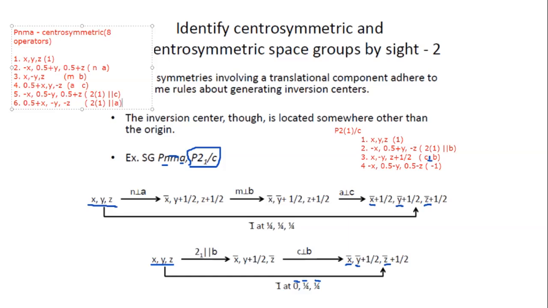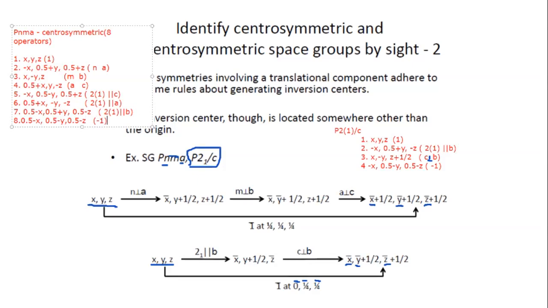And then lastly, the last combination is combining numbers 2 and 4. If we combine 2 and 4, we get 0.5 minus x, 0.5 plus y, and 0.5 minus z. And this would be a 2₁ parallel to b. Now remember there's 8 operators, so the last operator is when you combine numbers 2, 3, and 4, and we get an inversion center: 0.5 minus x, 0.5 minus y, 0.5 minus z. And this is an inversion center.